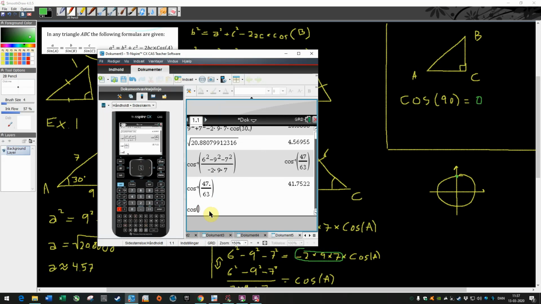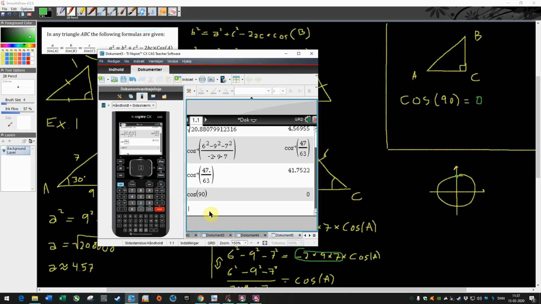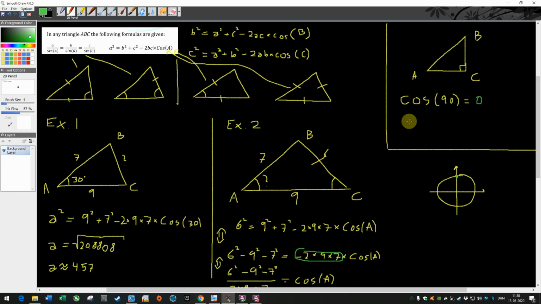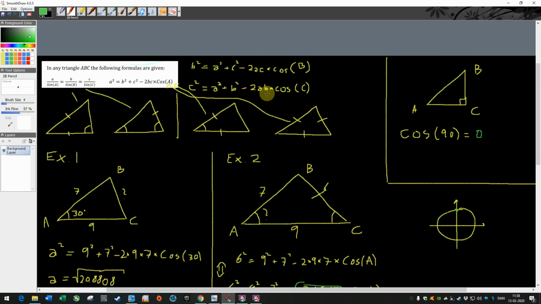So cosine of 90 gives you 0. Since this is 0, you can see the green part here will vanish, because if you multiply the 0 with some other value, you're left with Pythagoras. See? So yeah, that's it for now.